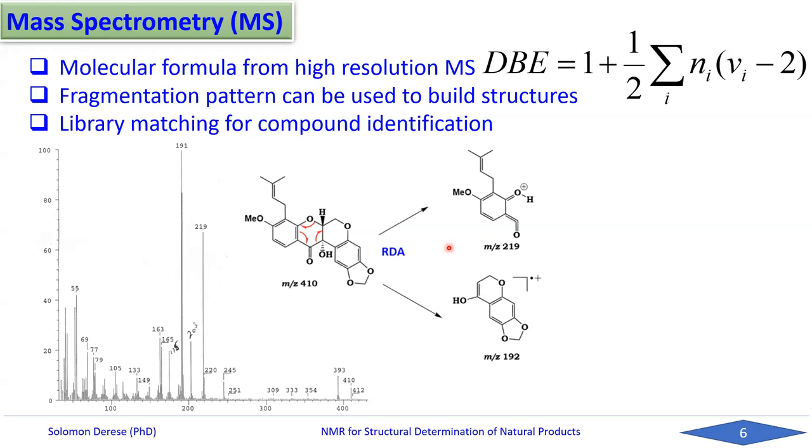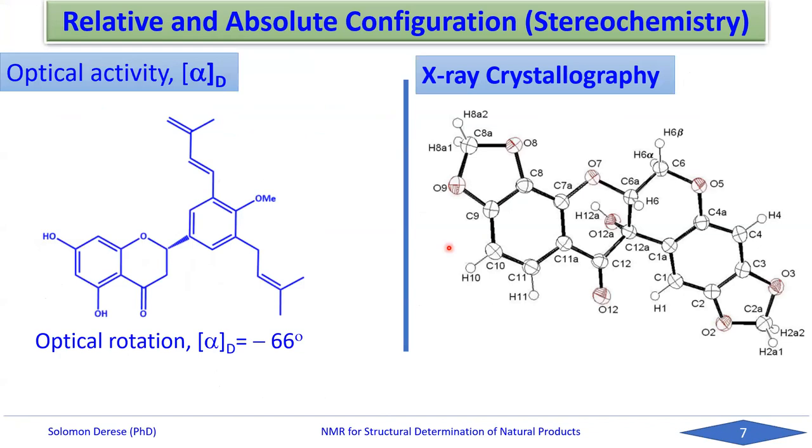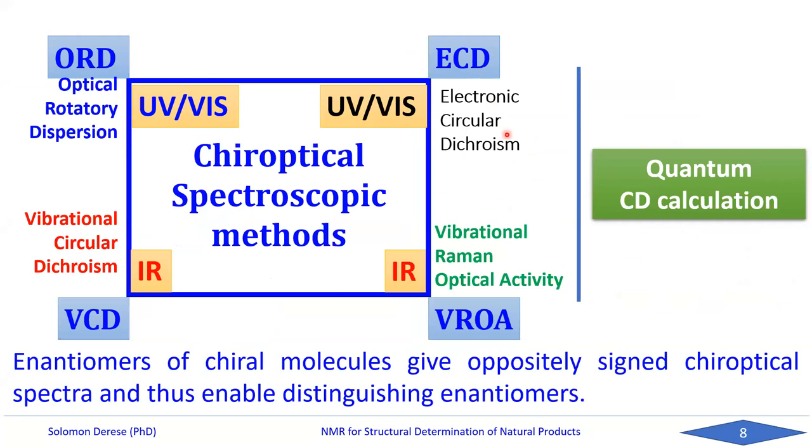In addition to this, there is NMR. These techniques I described probably will give us the gross structure of the molecule, but may not provide information about the relative and absolute configuration of the molecule. In order to determine the stereochemistry, the spatial relationship of the different groups in a particular molecule, we use a number of techniques: simple basic optical activity measurement, X-ray crystallography, and different types of circular dichroism techniques can be used.